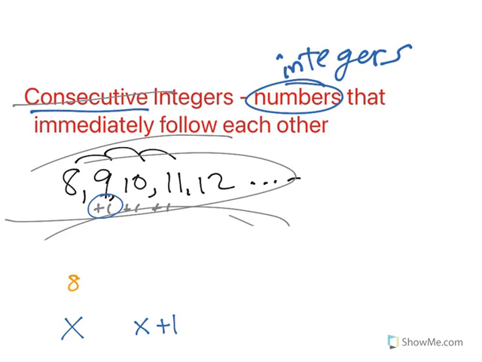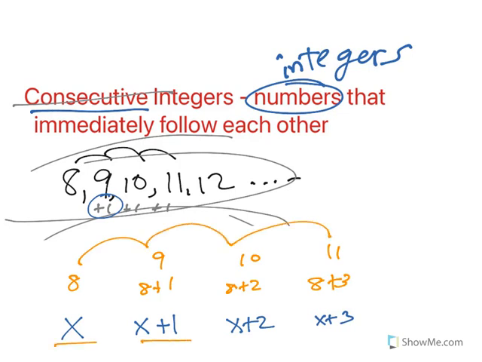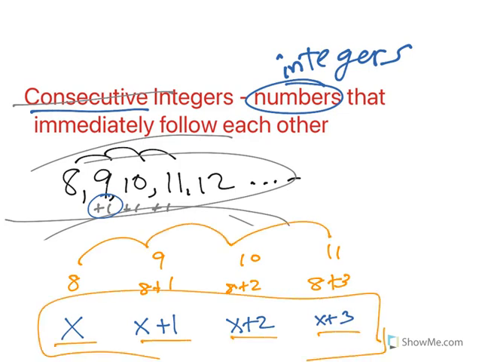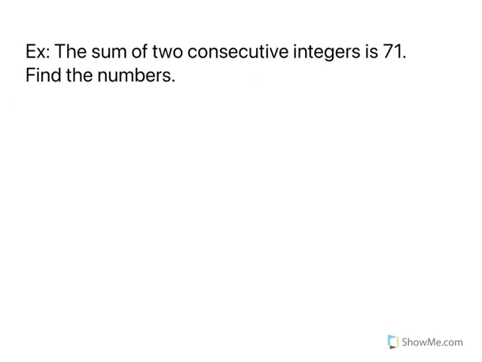So thinking through this, if x is 8, then 8 plus 1 gives me 9. So my next number would be x plus 2 because 8 plus 2 gives me 10. My next number would be x plus 3 because 8 plus 3 is 11. So you see 8, 9, 10, 11. So this is kind of the general form for consecutive integers. Okay, let's put that to use.